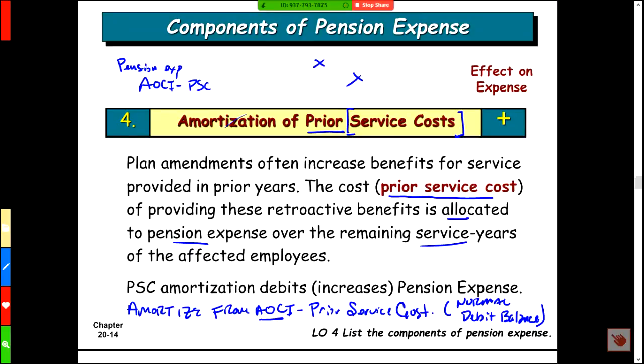All right, so you'd increase the expense and reduce stockholders' equity. Interestingly enough, this is no change to total stockholders' equity. You decrease one stockholders' equity account and increase another. All it's doing is making the accumulated other comprehensive income go through pension expense. Okay.